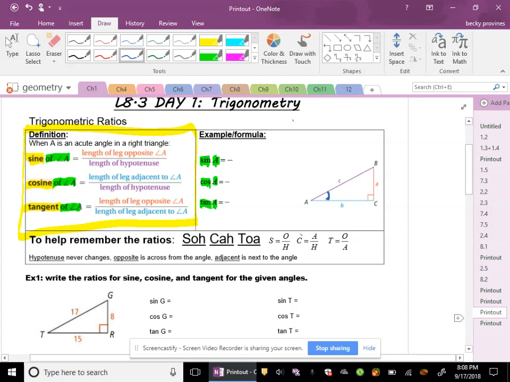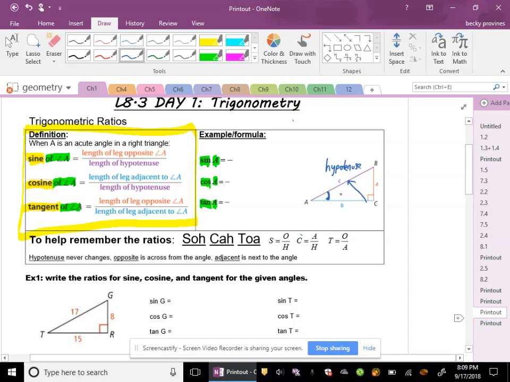So when you look at this triangle, first of all, it has to be a right triangle. Second, you always work from an acute angle. So angle A is acute. So let's label the hypotenuse. There's only one side that can be the hypotenuse. We know it's always opposite the 90-degree angle.